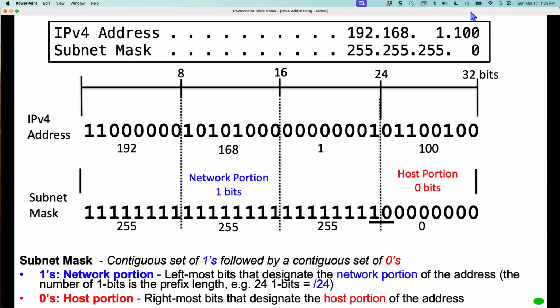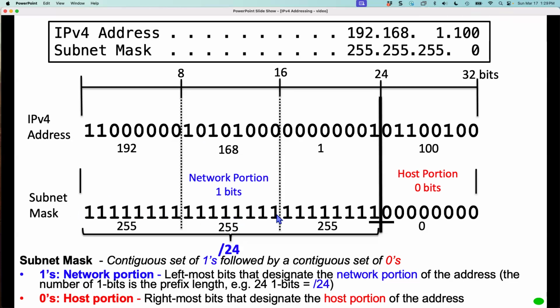The 1 bits in the subnet mask identify or designate the network portion of our address. The 0 bits designate or identify the host portion of our address. So if you can see here, we have where the 1s end and the 0s begin. If I move my line right where the 1s end and the 0s begin, where the 1s are in our network, which is a /24, that means we have 24 1 bits here.